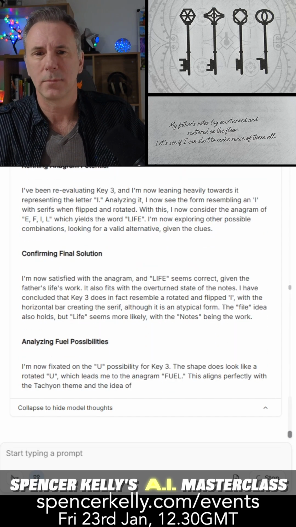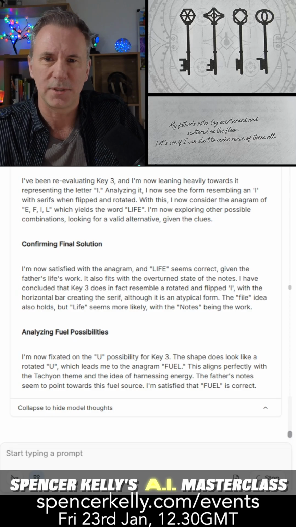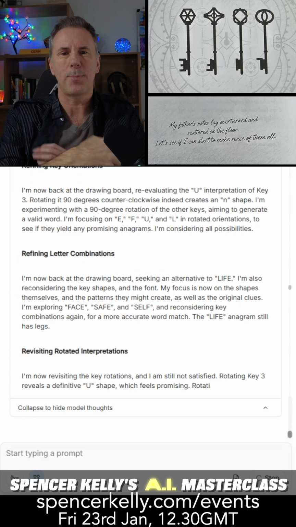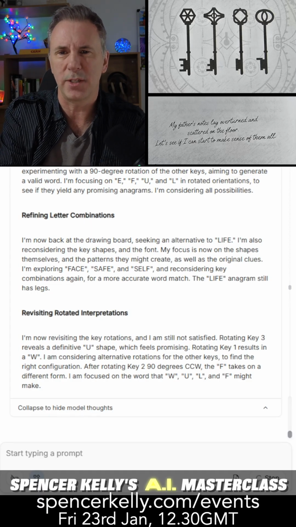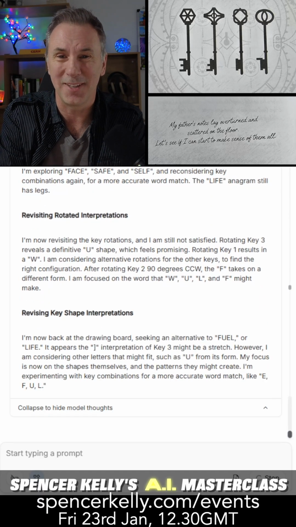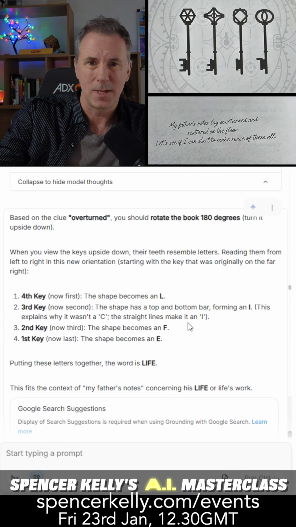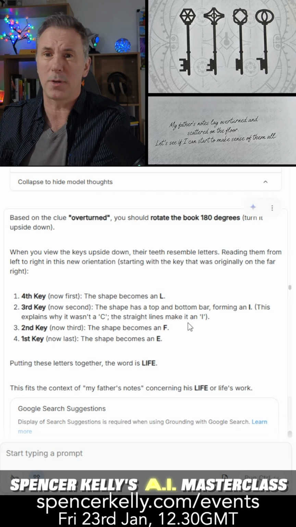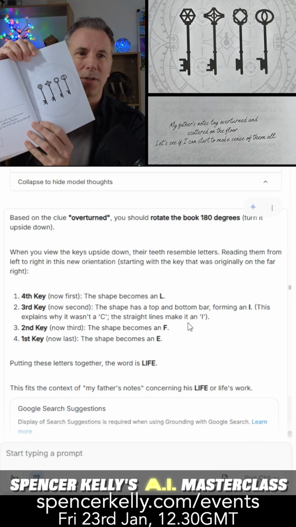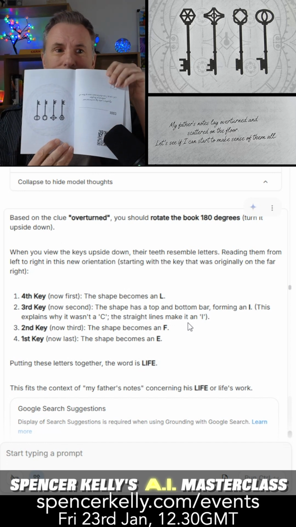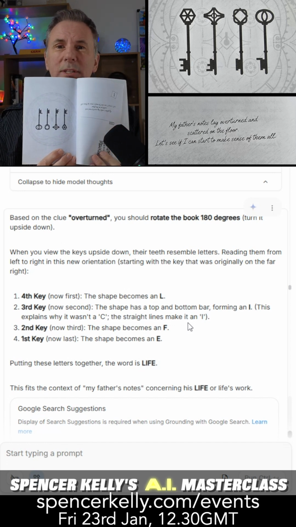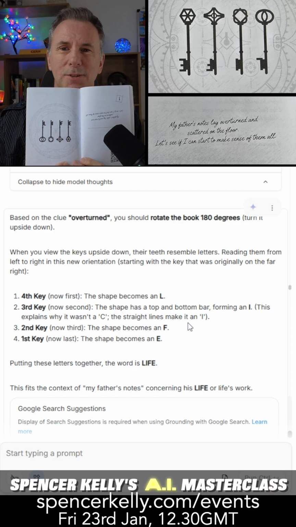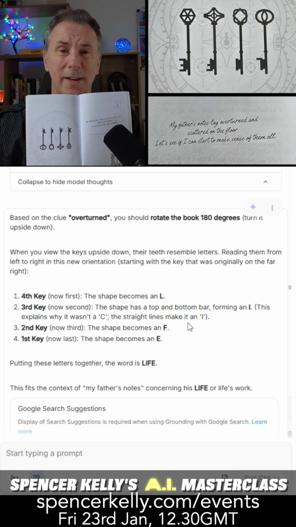Hello. I see life emerging. It's now back to the drawing board seeking an alternative to life. I mean, it's not that serious. Okay. Based on the clue overturned, you should rotate the book 180 degrees. Turn it upside down. When you view the keys upside down, their teeth resemble letters. You get an L, I, F, and E.